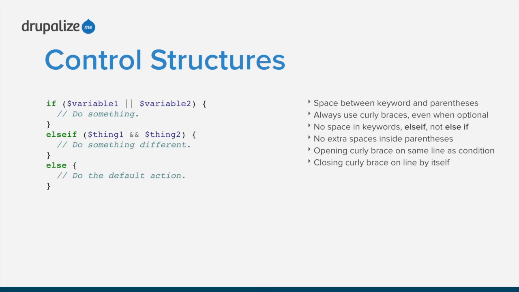Coding standards for control structures. So if you're writing an if statement or a switch statement or a foreach loop, here's some good advice to follow. You should always use a space between a keyword and the opening parenthesis that designates the expression for your control structure. So if, space, expression; else if, space, expression.